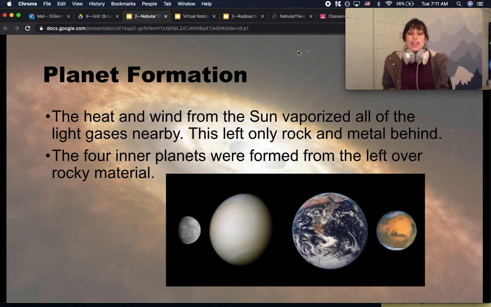The heat and wind from the sun vaporized all of the light gases close to the sun. So that's why we don't have any gas giants close to the sun, because the solar wind took care of that. What was left behind was rock and metal, and the 4 inner planets were formed from those leftover rocky materials that were close to the sun because of gravity's pull and were colliding with each other because the disk was spinning so fast.